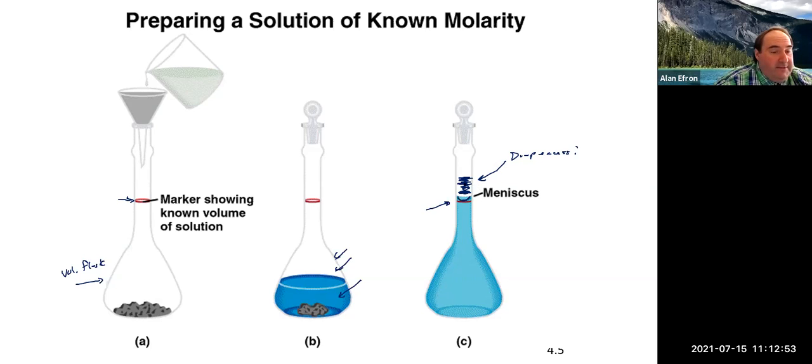And the answer is no, that's not a good idea, because at this point, all of your solid is dissolved, which means if you jump the line and you dump out all the excess, you're actually dumping out some of your solute that you started with, which means the molarity of the solution is not going to be correct.